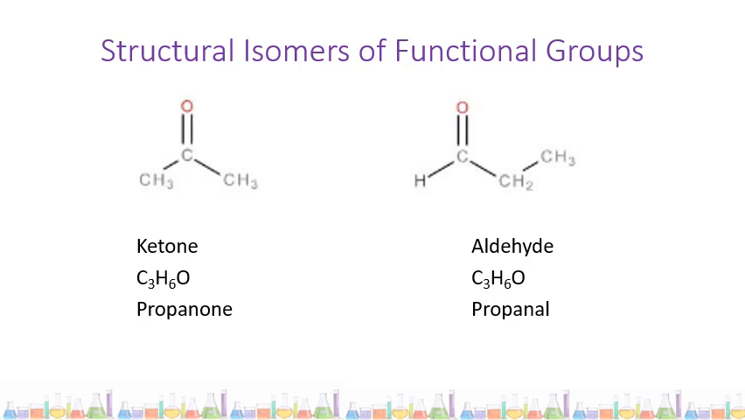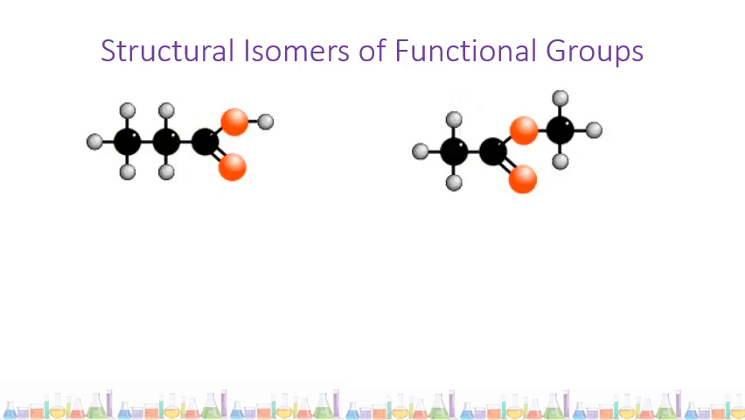So in any situation, if you were given a ketone, the corresponding aldehyde will be a structural isomer of it. For example, if you were given butanone, butanal would be a structural isomer of it. If you were to take pentanal, an aldehyde, then pentanone, the corresponding ketone, would be a structural isomer of that.